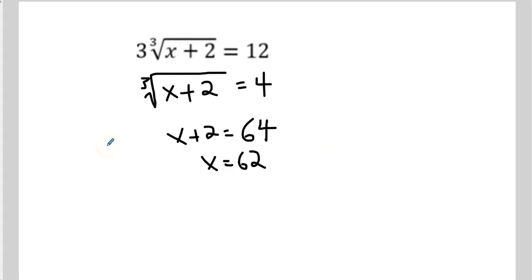Okay, hopefully you got a chance to give it a go. And all we had to do, divide both sides by 3. 12 divided by 3 gives us 4. Cube both sides to get rid of our radical. So we get x plus 2 is equal to 64. Subtract 2 from both sides to get 62. Take a couple seconds to check and make sure this is not an extraneous solution. Give you a couple seconds to pause the video, and then we'll go over it together.